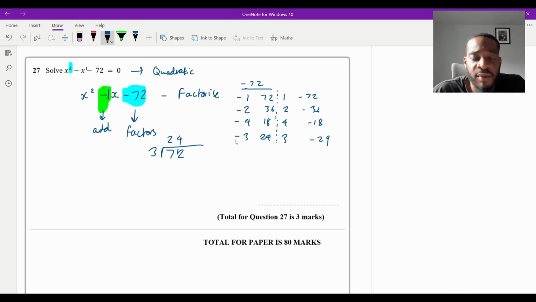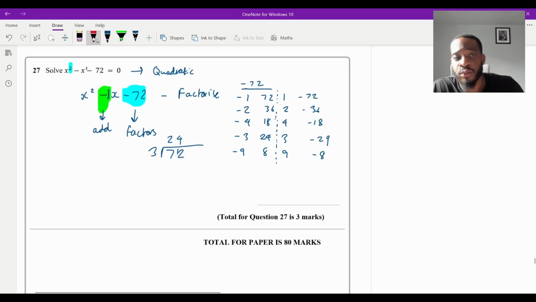The factors for this one, remember, they need to add to make minus 1. The factors that you're going to need are just going to be a 9 and an 8. But what would the order be? So it could be minus 9 and 8, or it could be a positive 9 and a minus 8. You need to make a minus 1, don't you? So with this one, if I add this together, minus 9 plus 8 is a minus 1. So that one works. This one will give me a positive 1, wouldn't it? And we don't want that. So it's going to be this one.